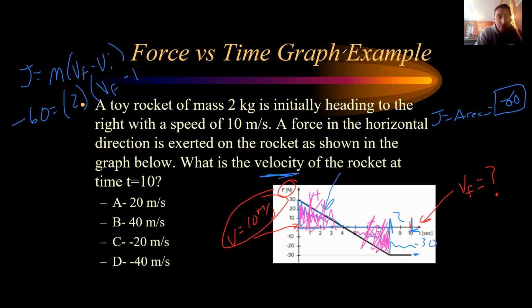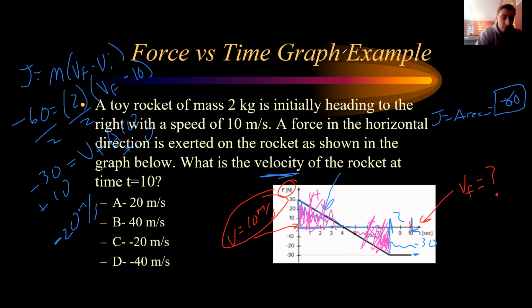Minus my initial velocity, which was 10, right? So I can go ahead and do this. I divide by 2, I get negative 30 equals vf minus 10. So I add 10, plus 10, and I get negative 20 meters per second. I should get C.